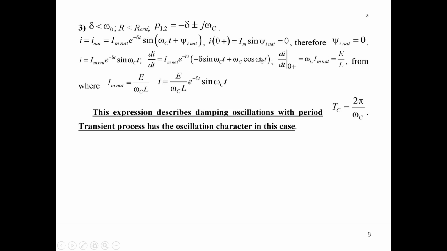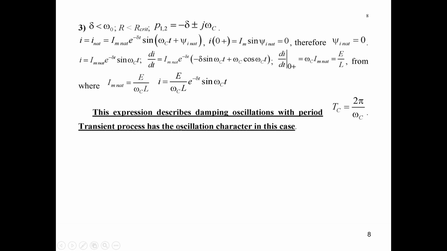And from here we can write down i equal to E over omega c L multiplied by e to the power minus delta t and multiplied by sine omega c t, with regard that psi natural equals 0. We have such a function. And such an expression depicts a damping oscillation with period Tc equal to 2 pi over omega c.